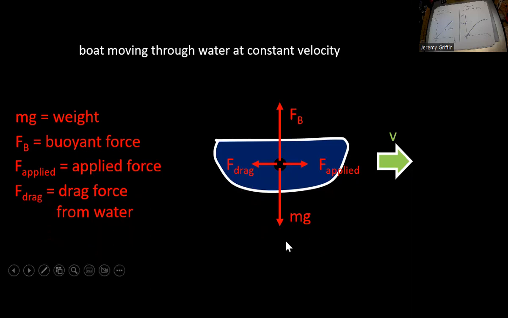And notice how all those forces are balanced out, right? The 2 verticals are balanced out, and the 2 horizontals are also balanced out, because up here I said constant velocity. Constant velocity means 0 acceleration. 0 acceleration means 0 net force. You guys got that?